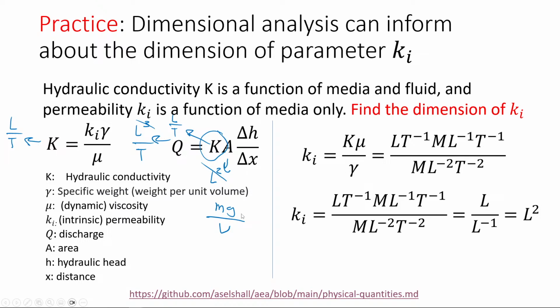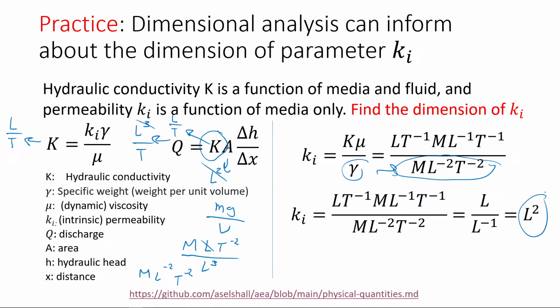So I know mass, m, and g, that's acceleration. Acceleration is length over T^2, and volume is L^3. So that will give me M L^-2 T^-2. You can derive it for this one here. This is what we did. Then you substitute here and you get the dimension of this as L^2.